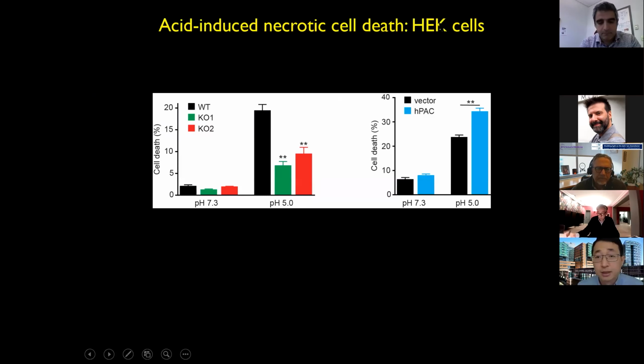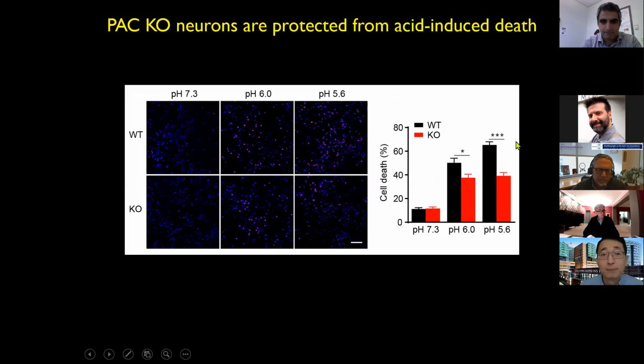First, we tried in the cell line, 293 cells. We treated the cells with acid, and it caused necrotic cell death. However, in the knockouts, in both cases, this death is protected. And if you overexpress PAC, you sensitize the cells to more cell death. So then we made PAC knockout mice, and these mice had some behavioral phenotypes, but overall they are viable.